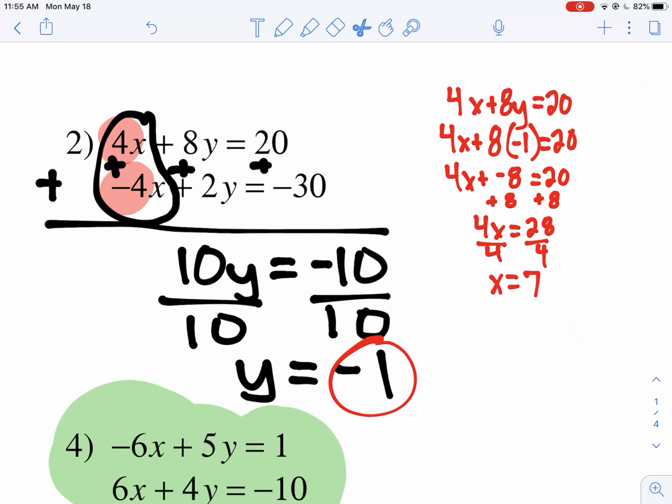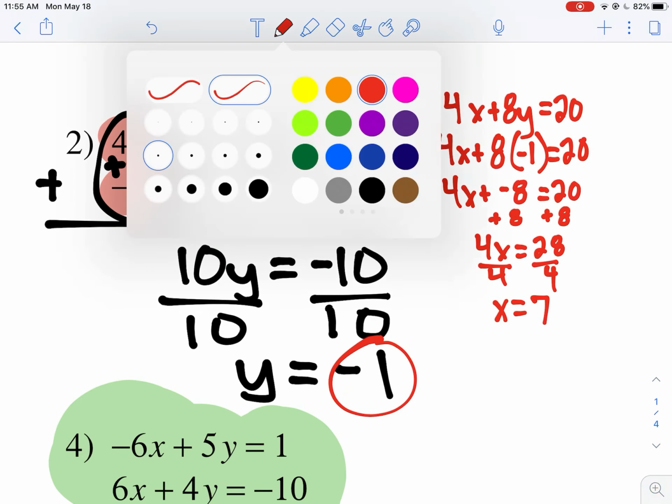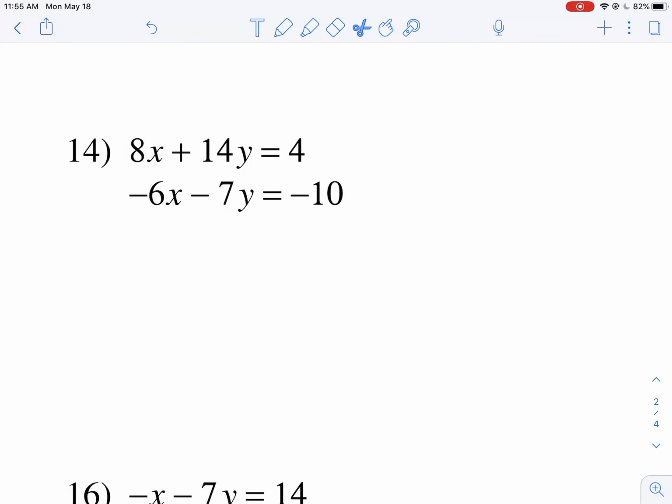So I'm going to shrink this down a little bit. So I have a solution for x. I have a solution for y. And I can even write these as an ordered pair now. Now remember, ordered pairs are written in the order of x, y. So I can even write my solution as 7, negative 1, just like so. And I'm done. That's how you solve a system using elimination.